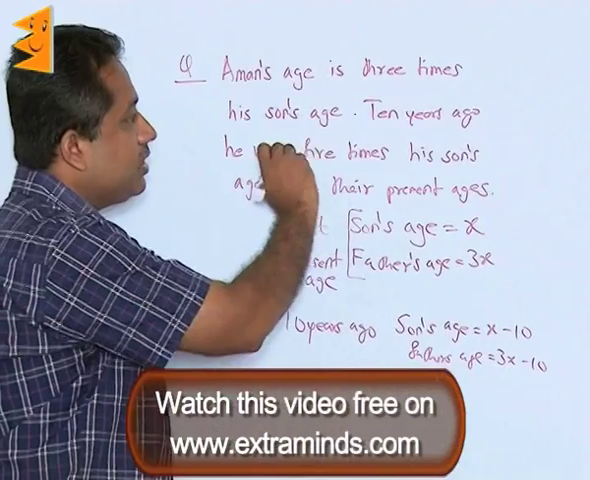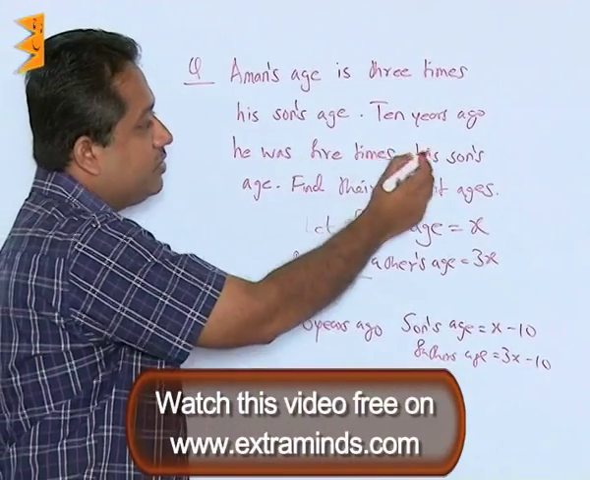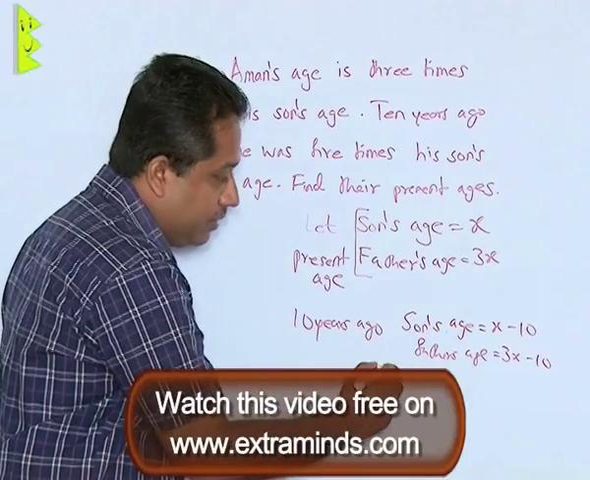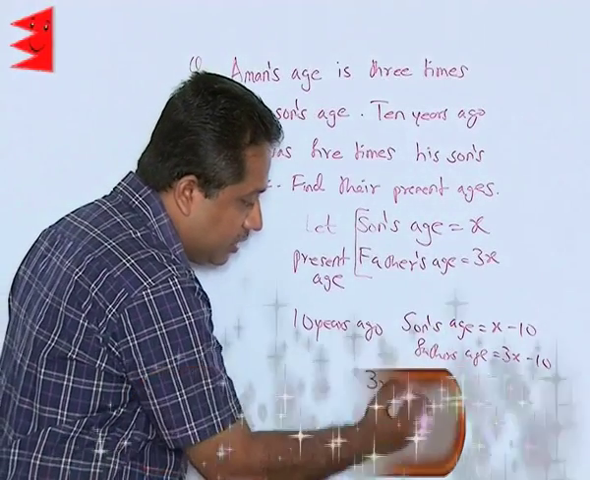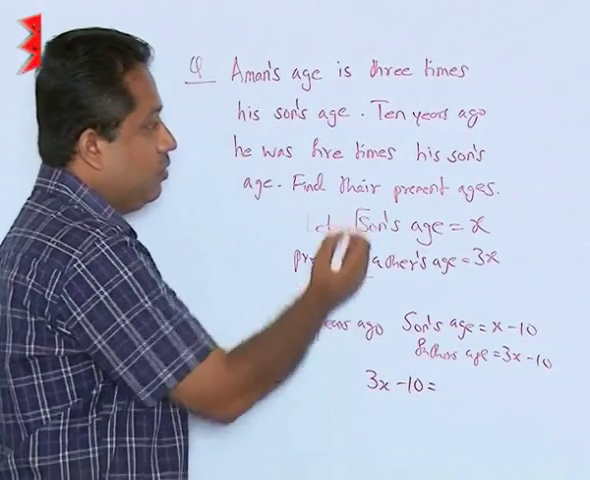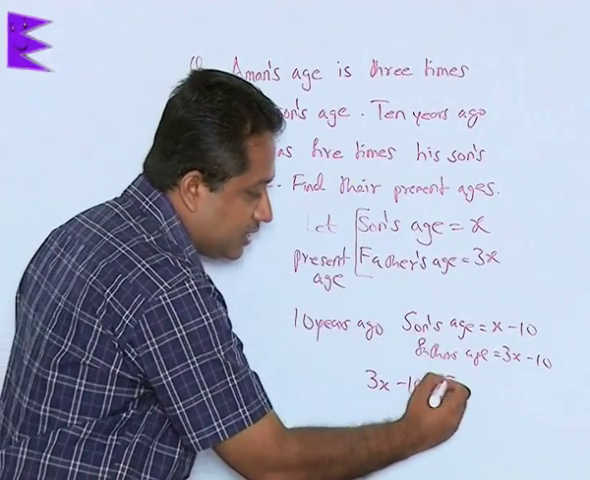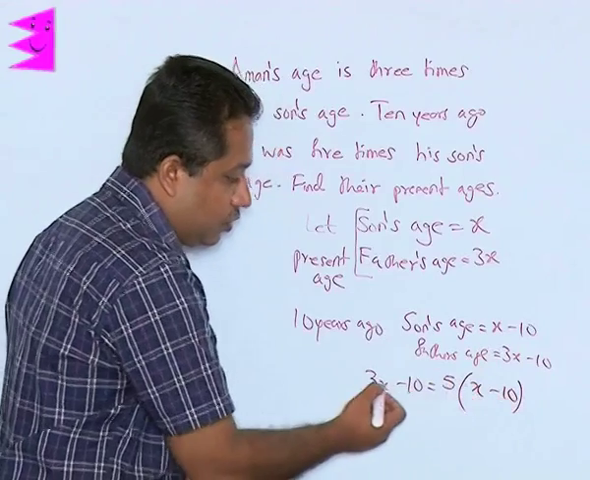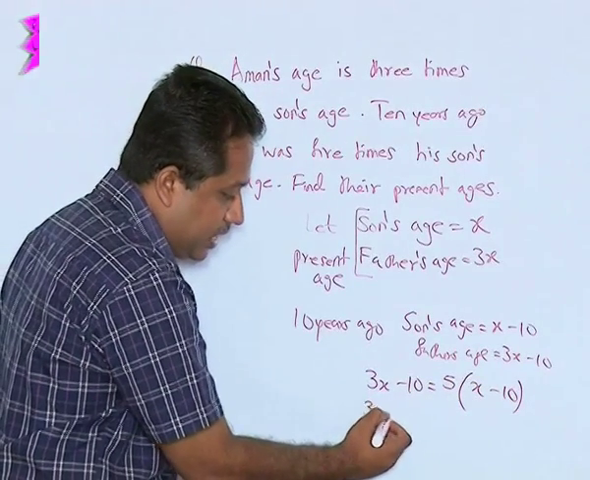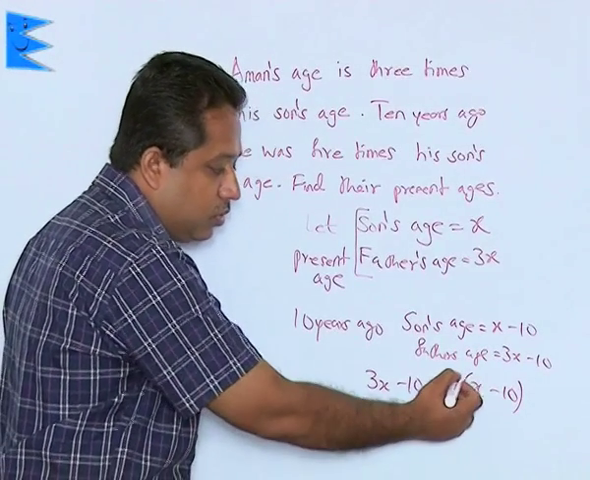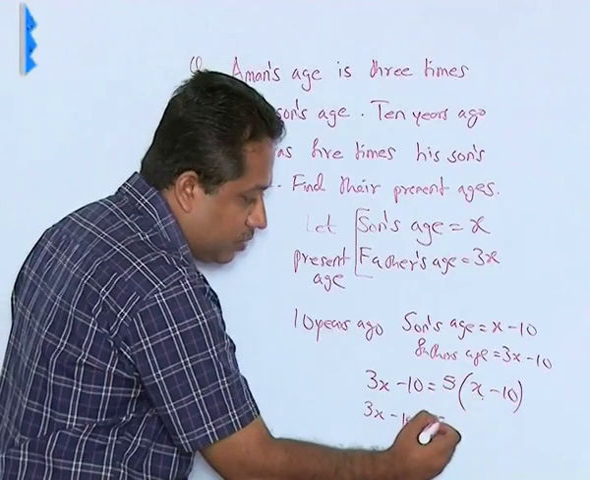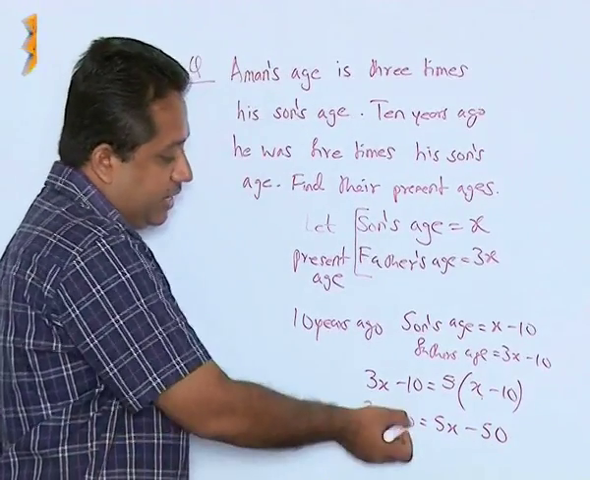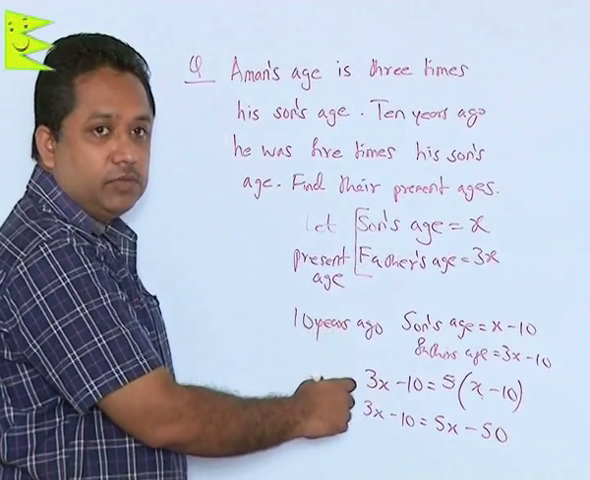Now, look at the question. 10 years ago, he was 5 times his son's age. So, the equation will be 3x minus 10 is equal to 5 times son's age. So, 5 into son's age is x minus 10. So, solving this we get 3x minus 10 is equal to, we will open the brackets, this will be 5x minus 50.